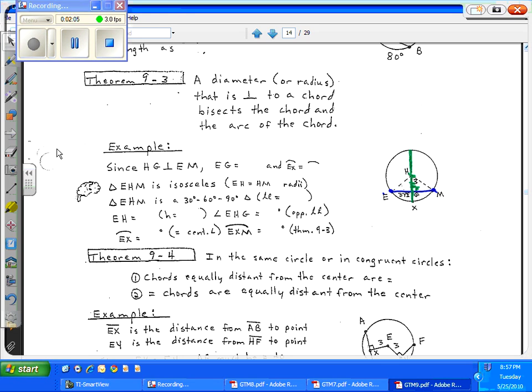If a diameter or a radius is perpendicular to a chord, then it bisects the chord and the arc of the chord. Well, how do we know that? We know that because of the isosceles triangle theorem. HE and HM are radii of the circle, therefore they're equal, therefore this is an isosceles triangle. We have the perpendicular, the 90 degrees. That's 2 out of the 4 things that we need for an isosceles triangle. So that proves to us it's isosceles and that the green thing is the bisector of the vertex angle.